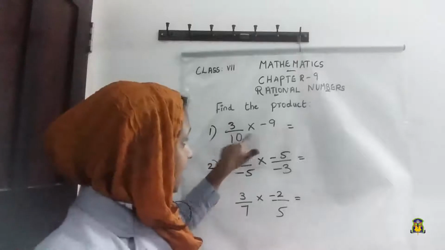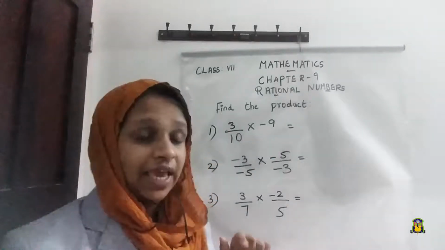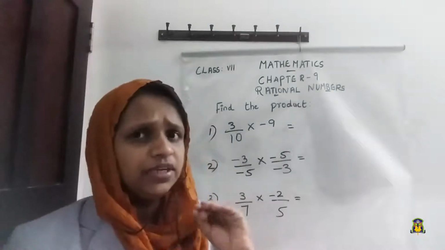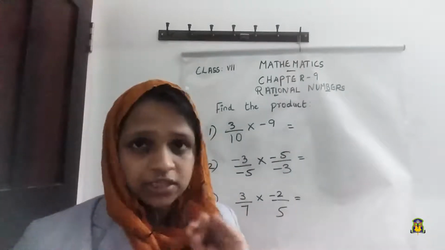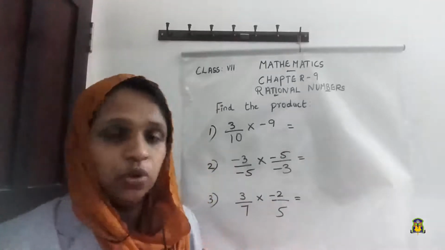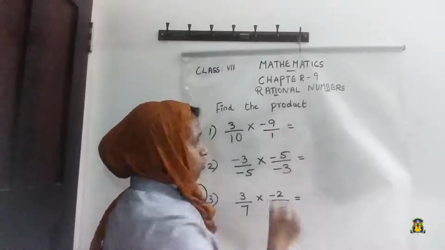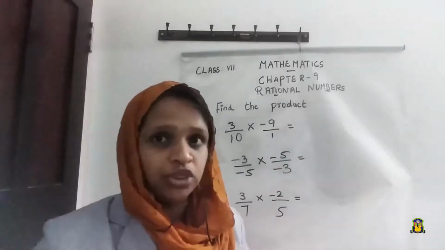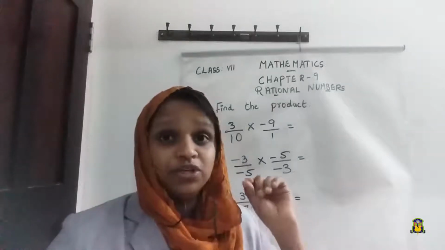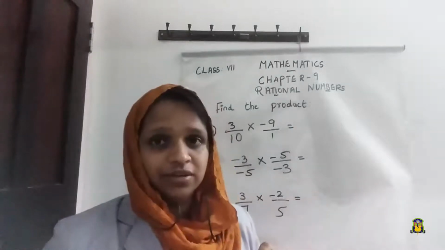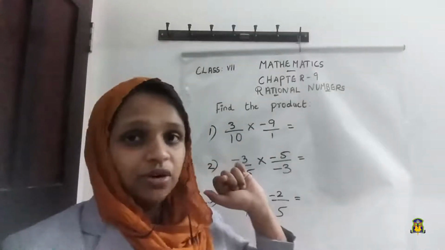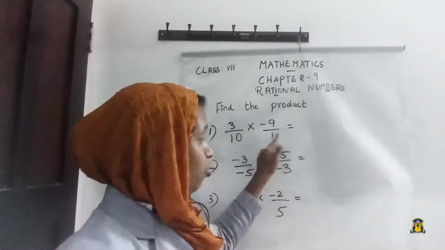So 3 by 10 into negative 9. Okay, so see this, here it's a negative 9. So if we write the denominator as 1, there is no change. That means negative 9 by 1 is negative 9 itself now. So we can write here 1. Okay, no problem. There is no change in that. So then what we want to do? Yes, we want to multiply the numerator. Okay, that means 3 into negative 9, by, then multiply the denominator.